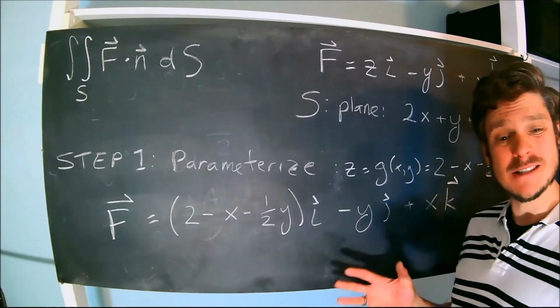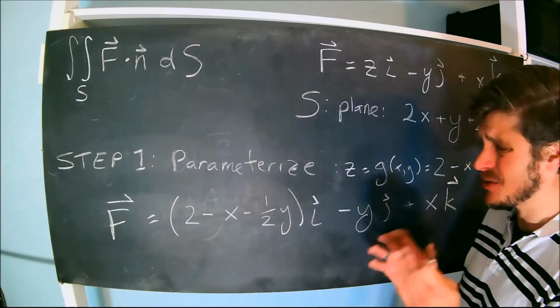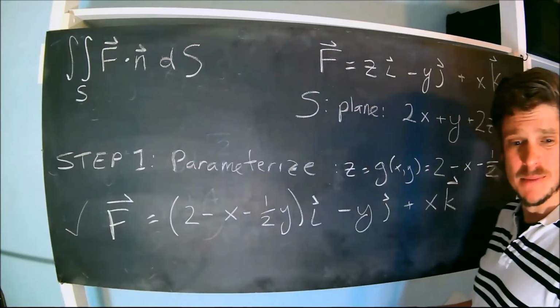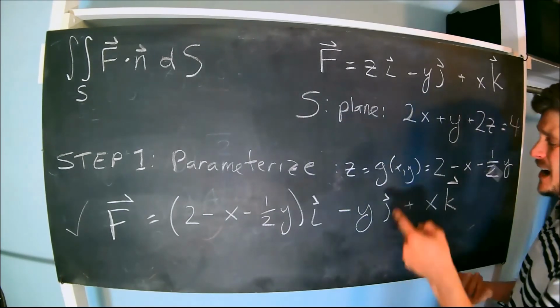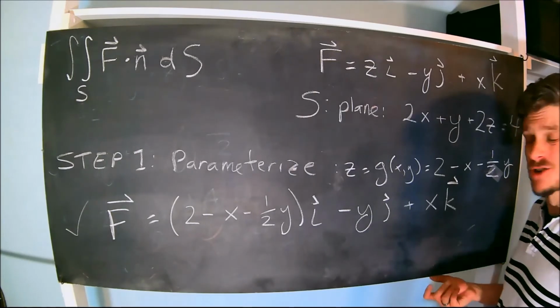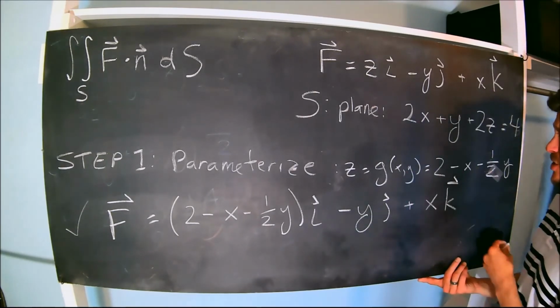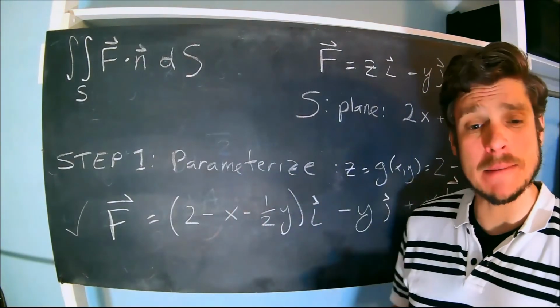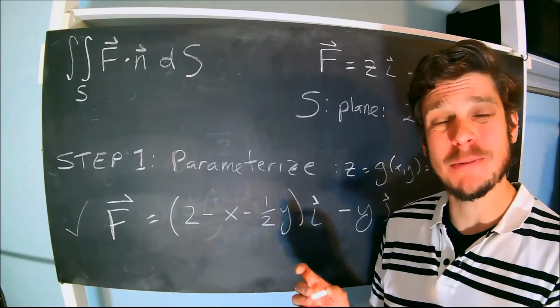And again, this step is basically going to guide how the rest of the problem goes. I have my vector function in terms of my two parameters, x and y. I have my surface in terms of the function g, which is in terms of just x and y. And we're good. Now that everything is parameterized, we can actually go ahead and do a little bit of calculus.